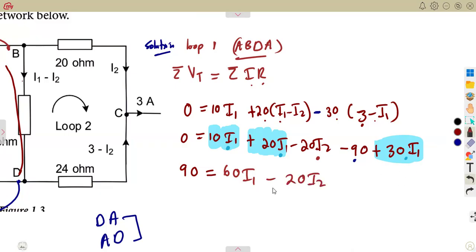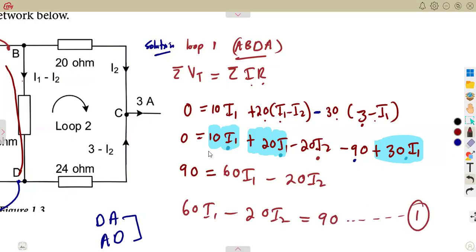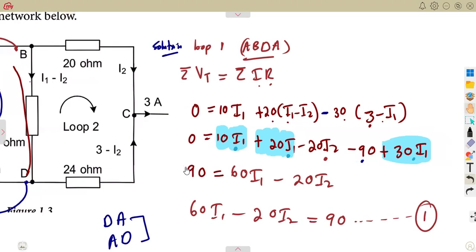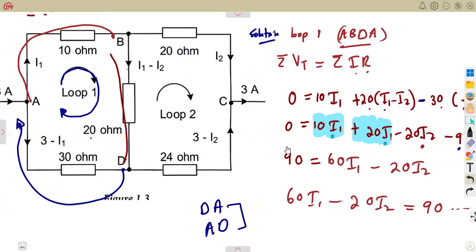So this is our first equation, of which you can just write starting with the unknown values there: 60 I1 minus 20 I2 is equal to 90. So that is our first equation. You can reduce your equation if you want, or just leave it like that. If you do not want any confusion, just leave it like that. You used this loop number 1.